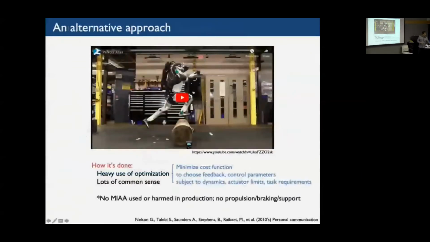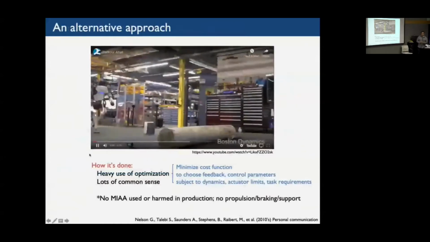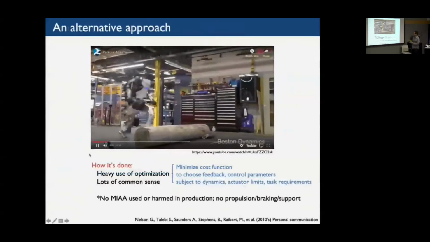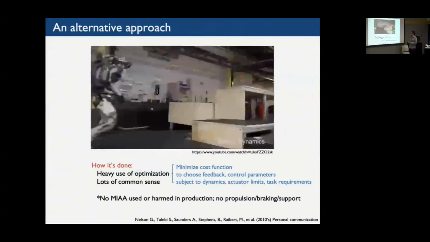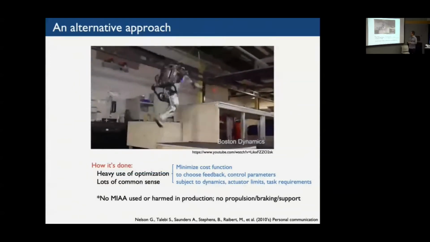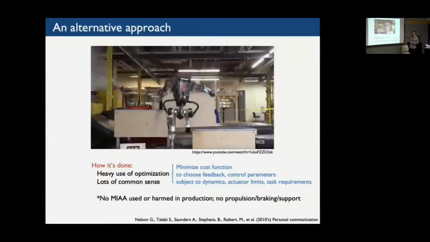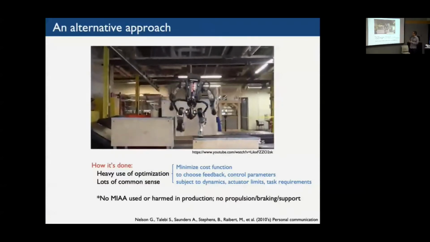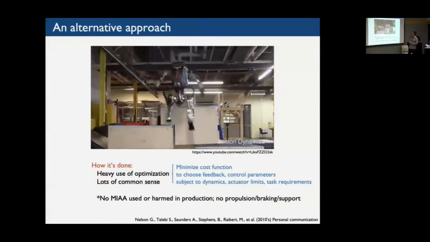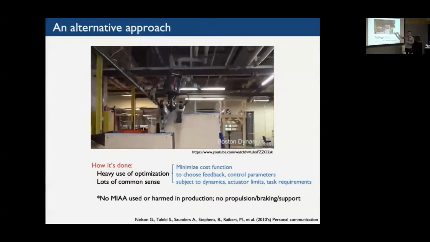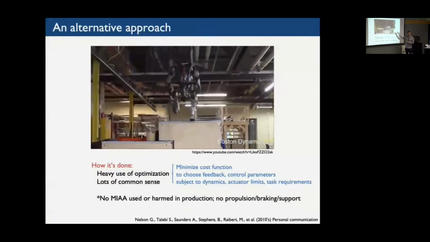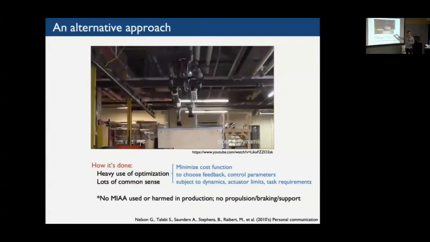Here is an example of people who make things happen. This is Atlas by Boston Dynamics. And Atlas can do things like this. I don't have the video here, but they also do a backflip off of a box. And the point is that Boston Dynamics is doing everything that biomechanists would like to be able to do.